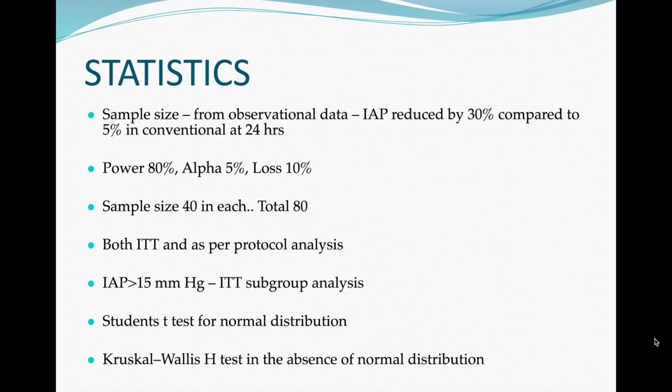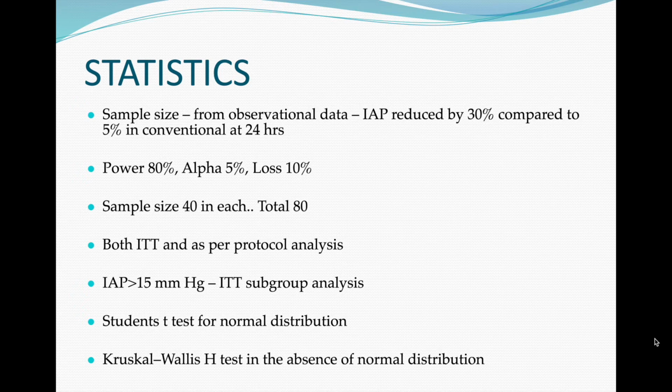So coming to the statistics, the sample size was calculated from observational data or a pilot study: a reduction of IAP by 30% compared to 5% with conventional treatment at 24 hours. So this was a difference of 25%. With a power of 80%, alpha of 5%, and allowing for a loss of 10%, the sample size was calculated to be 40 each. So a total of 80 patients were to be taken in the study.